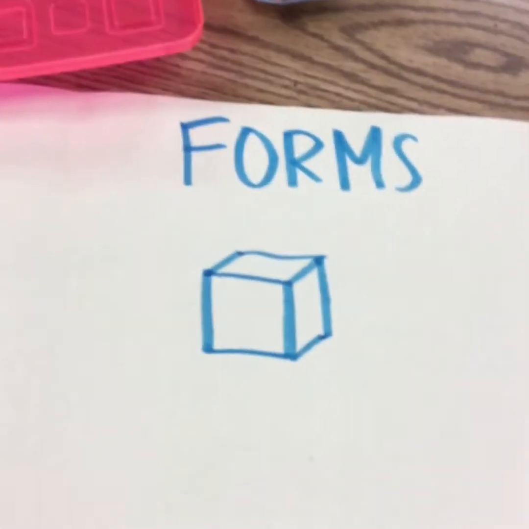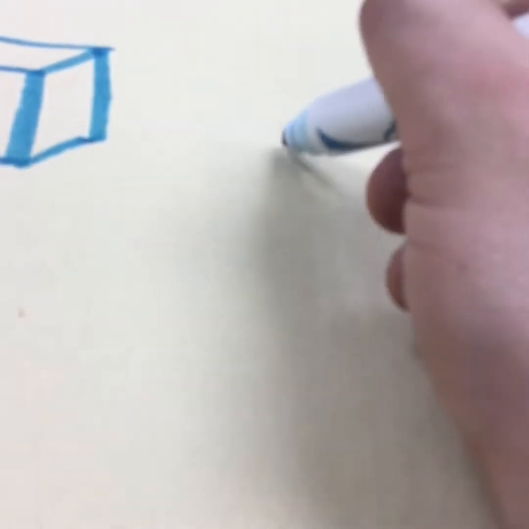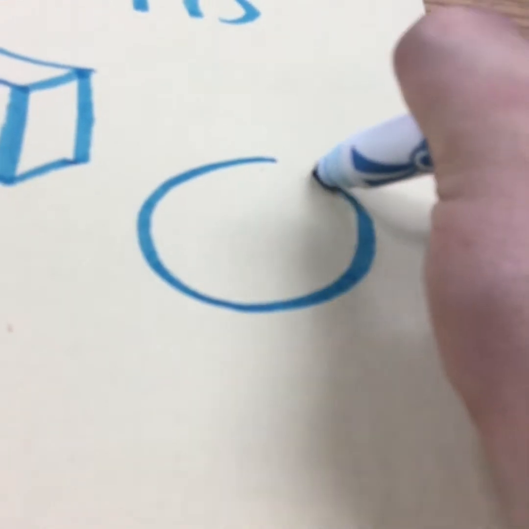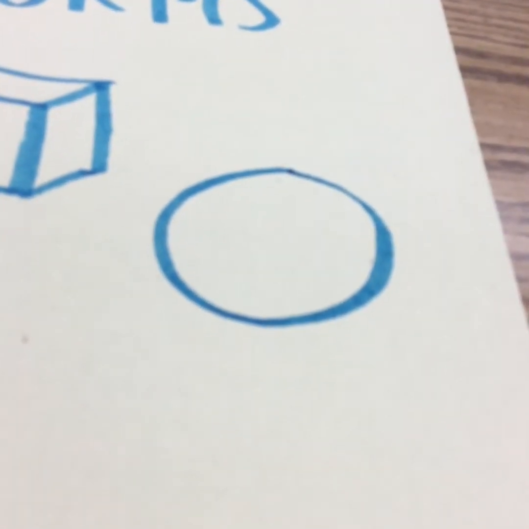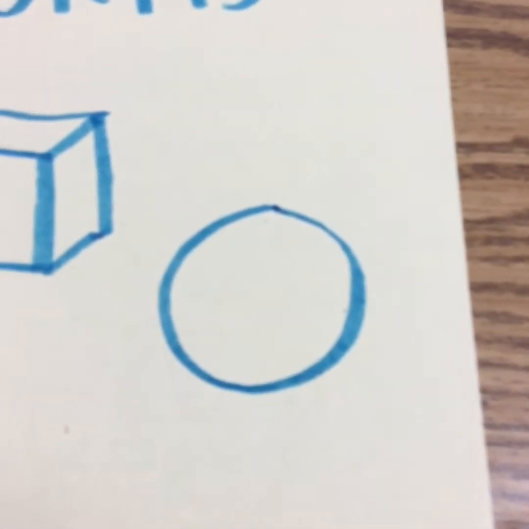Okay, great job on our cubes. We're not gonna color them just yet. We have a few more to do. Now we need to do a spear. So I'm gonna draw a circle, but am I done? I hope you said no, because right now it is just a circle, and a circle is what?